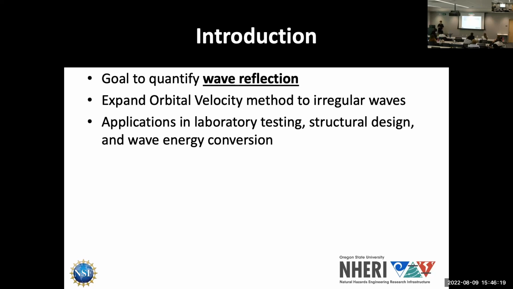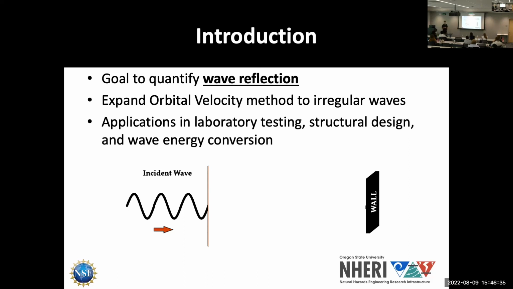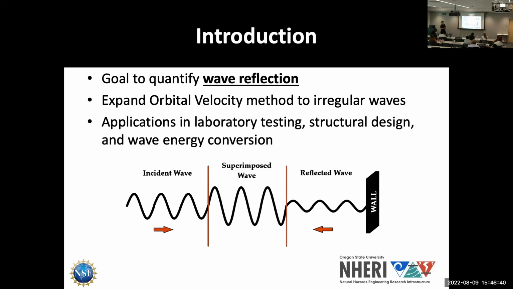So maybe we could also apply it to structural design and wave energy conversion, but that'll be down the line. Let me paint the picture for what we're talking about with wave reflection. Imagine you have an incident wave traveling in this direction, and then it encounters a structure like a wall. That's going to generate a reflected wave going the opposite direction. But what you actually observe in this situation is the superimposed wave of both of these components. So the goal of this research is to separate out those two, the incident and reflected wave components, from the superimposed wave you observe.